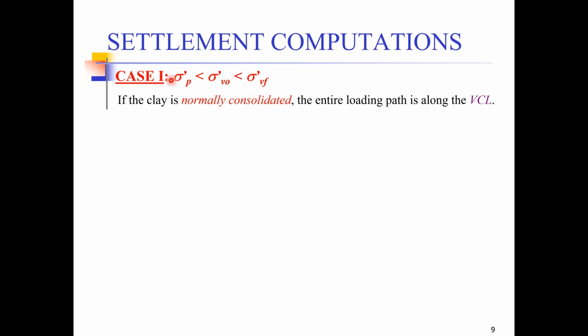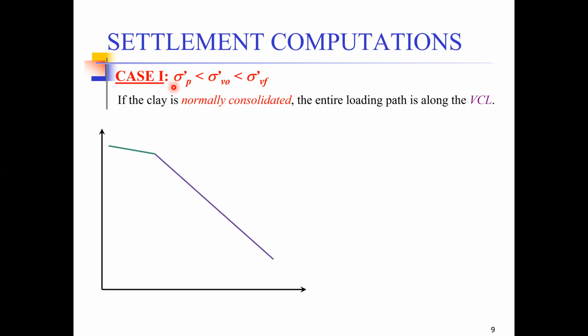What this expression means is going to be further explained by means of the graph that I'm going to show here. So let's look at a typical e versus p graph for a normally consolidated soil. This is the e versus log of p graph, where the y-axis represents the void ratio and the x-axis represents the log of the applied stress. If we are talking about a normally consolidated soil, the entire loading path is along the virgin compression line.